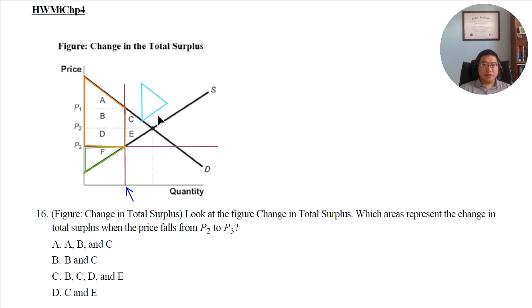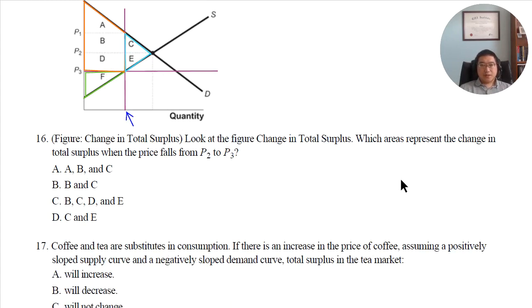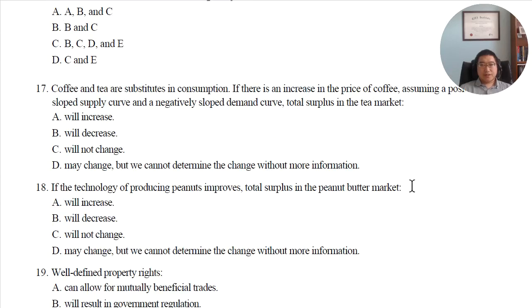Initially at the market equilibrium, we have A, B, C, D, E, F. And then after we lower the price, there is created a shortage. We have less quantity supplied. We have only A, B, D, and F. We lost this triangle, and that's the answer we are looking for. Okay. Question 17.